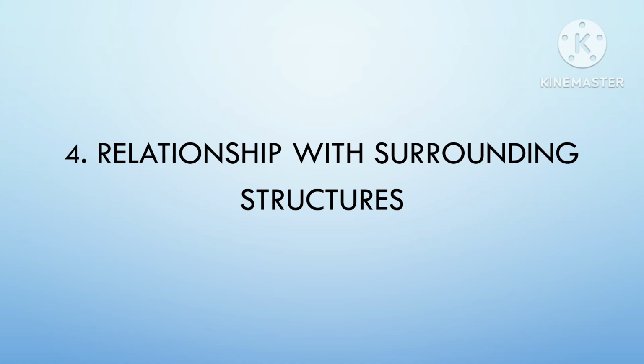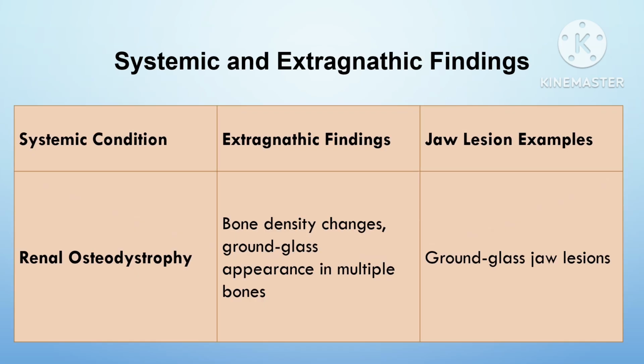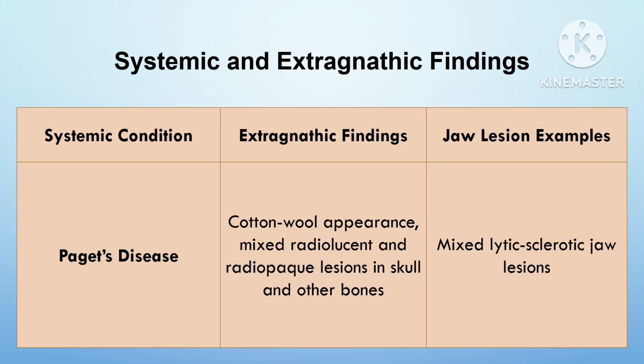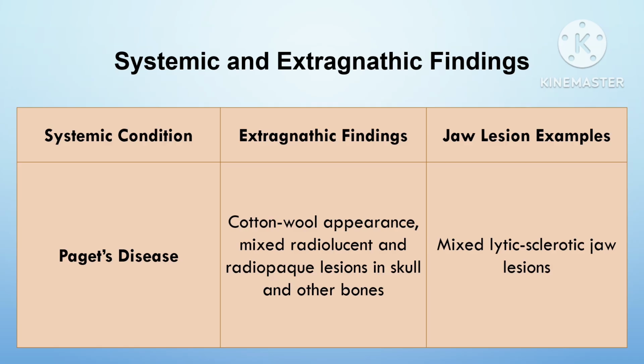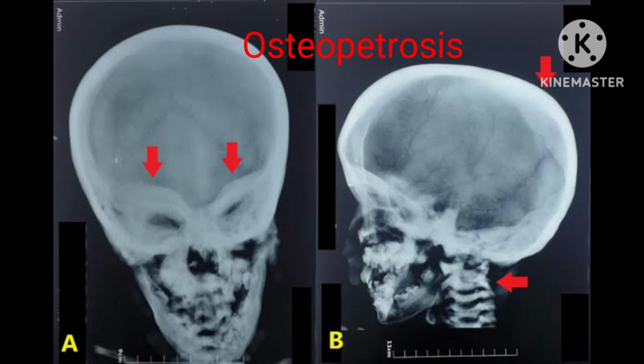Systemic and extragnathic findings are very essential to consider in the context of the radiopaque lesion, as they can point towards systemic diseases or conditions which manifest in the jaw or bones. Paget's disease may present as a cotton wool radiopaque lesion in bones, including the skull and jaws. Fibrous dysplasia is characterized by the ground glass or frosted glass appearance in the affected bones, commonly the maxilla.